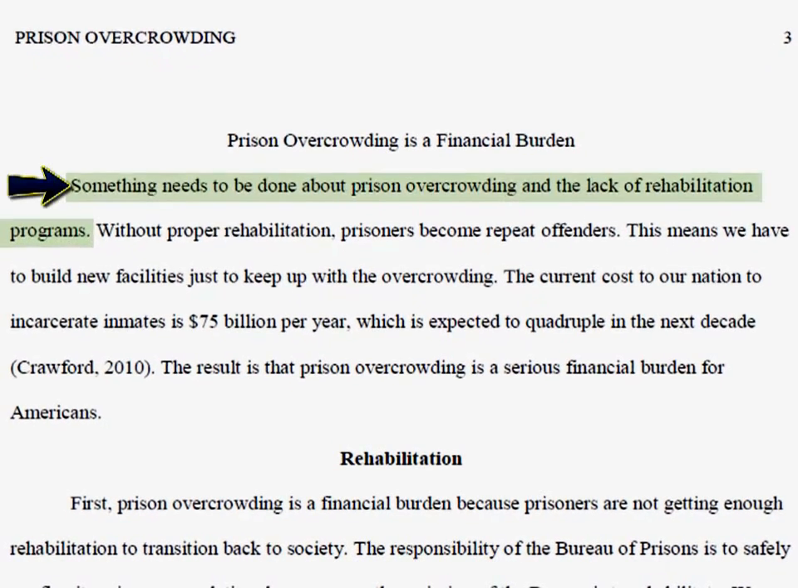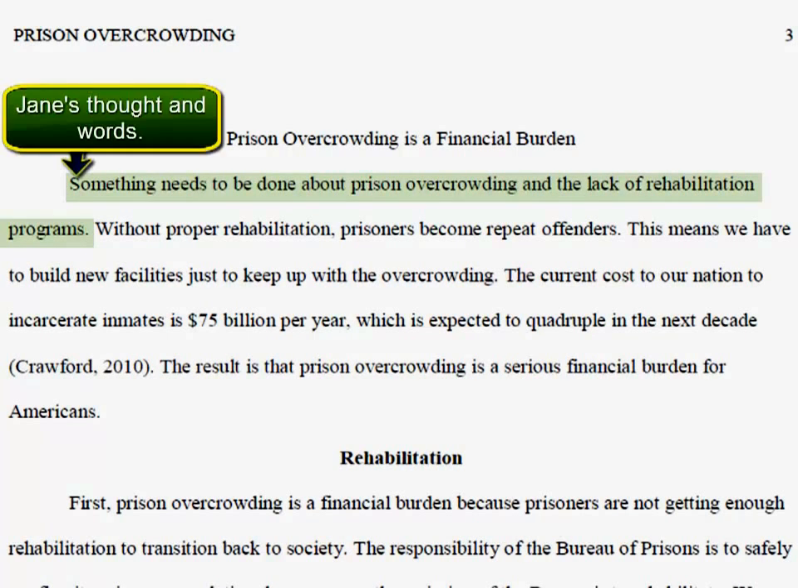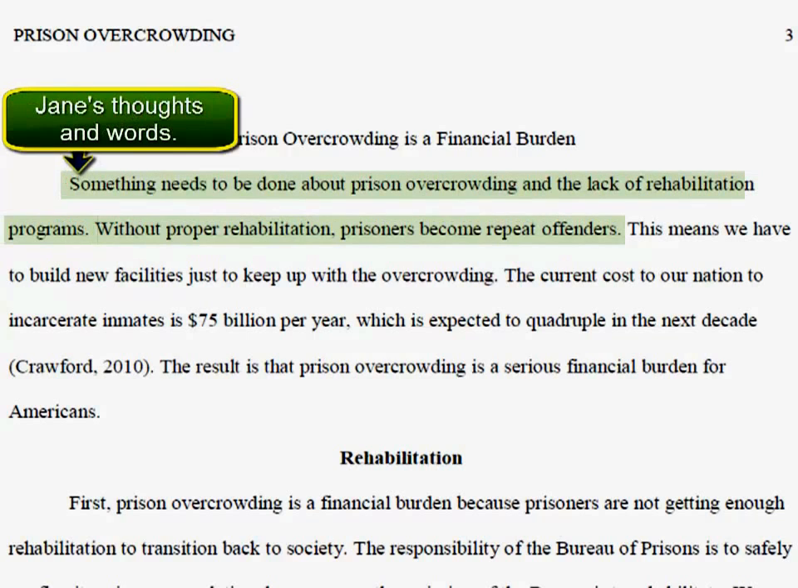She begins, "Something needs to be done about prison overcrowding and the lack of rehabilitation programs." Let's label this green, for it's Jane's thought and opinion expressed in her own words. Next, "Without proper rehabilitation, prisoners become repeat offenders." These are also Jane's words.